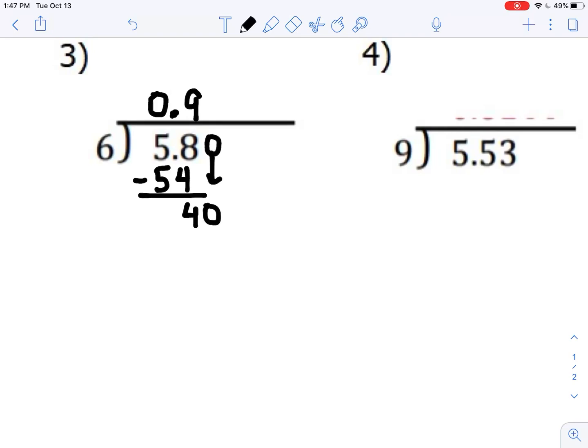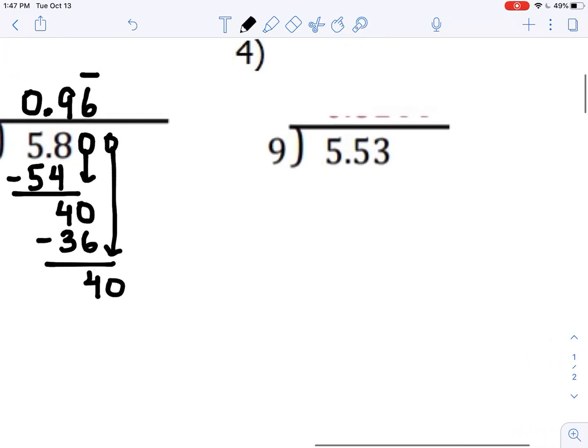6 can go into 40 6 times. 6 times 6 is 36. And we have a difference of 4. So if I add another 0 here, it becomes 40 again, and it would go in 6 times. So this 6 on the top is going to repeat over and over. I'm going to put a bar just above it to show it's going to repeat.